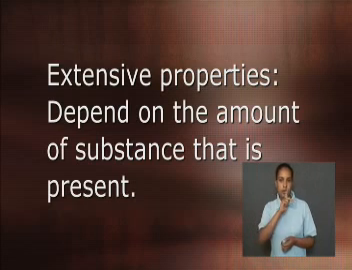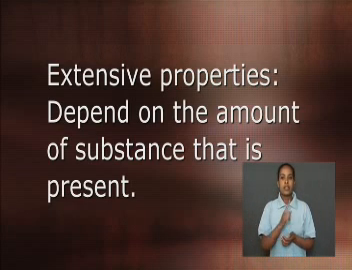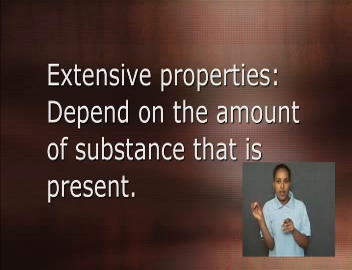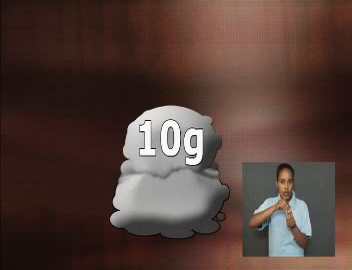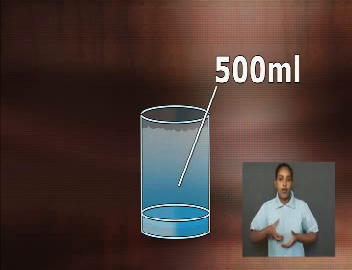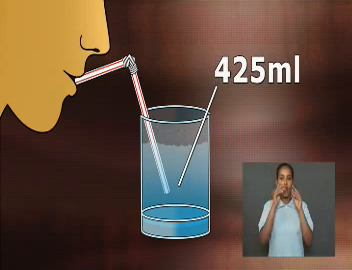Extensive properties are those that do depend on the amount of substance that is present. Some examples include mass, volume, and internal energy. If I have a piece of clay and I add or remove some of it, the mass of the system will be altered. If I have a glass of water and I pour more into the glass, or if I have a sip of it, the volume will change.